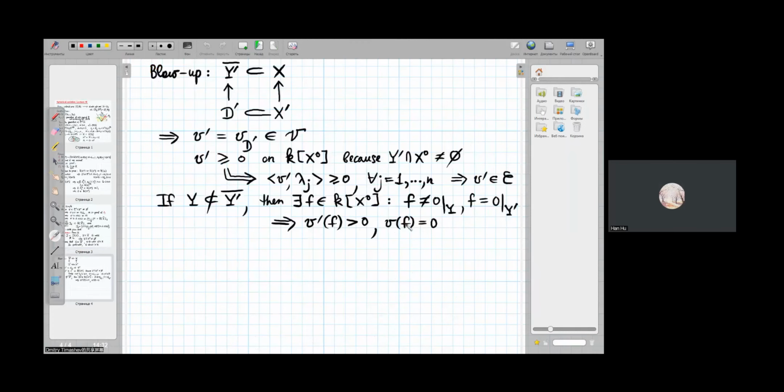I explained this, and this is also clear because f is 0 on Y prime, and then the pullback of f is 0 on D prime. So f has a zero along this divisor D prime, and this means that the valuation corresponding to this divisor is positive on f. So the vanishing order along D prime is positive. Okay, so I explained this equality and inequality, and now finally I use the second approximation lemma, as I always do.